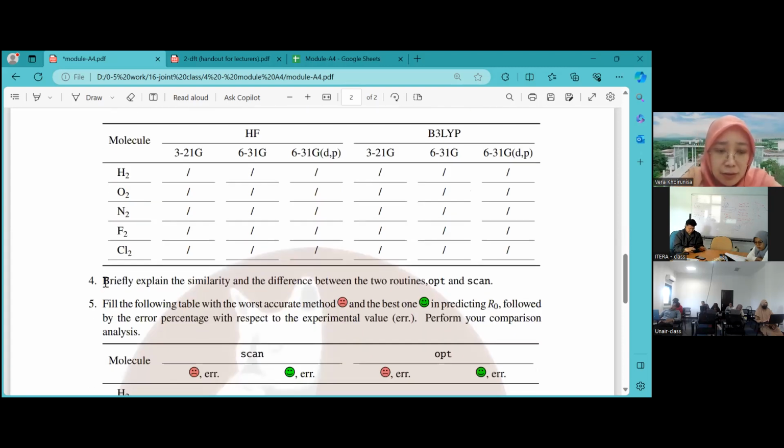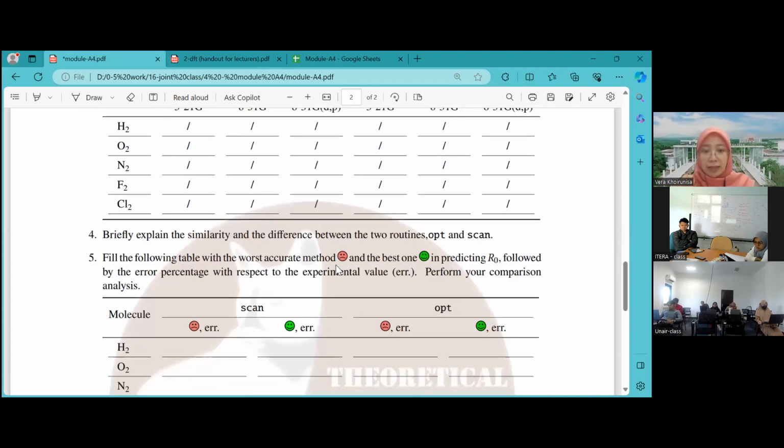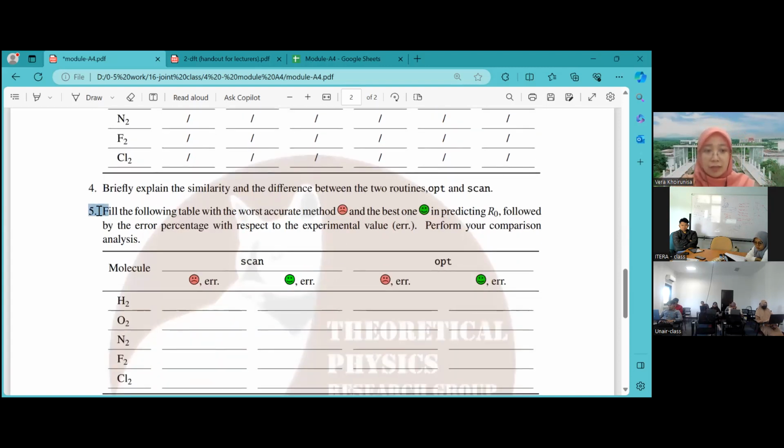And then the fourth, briefly explain. So after we perform calculation optimization and also scan, you will have a comparison analysis. So you will explain what is the similarity between these two routines and also the difference between the two routines. Okay, and then the fifth, fill the following table with the worst accurate method and the best one.